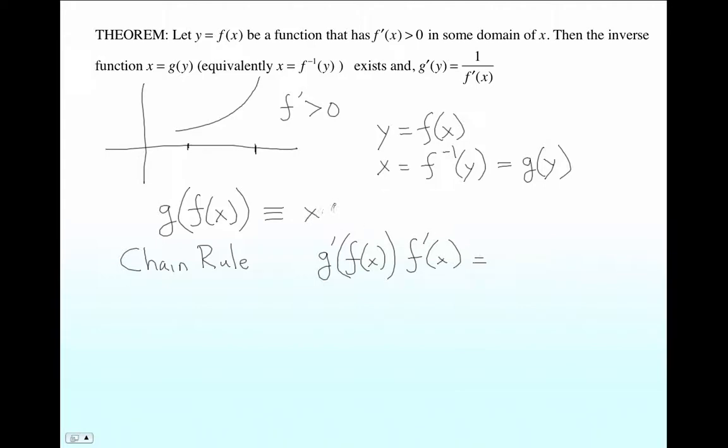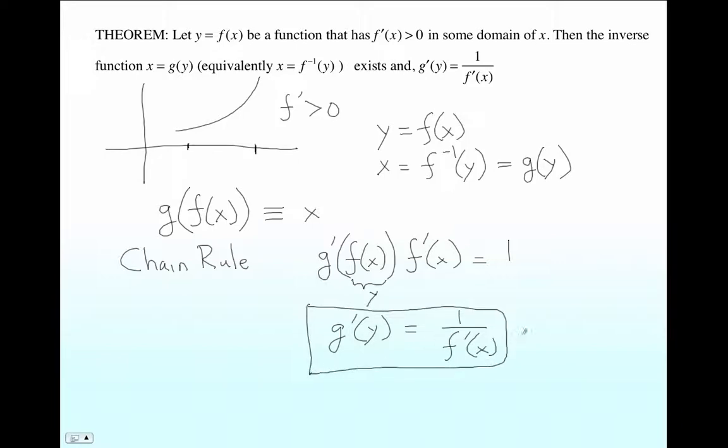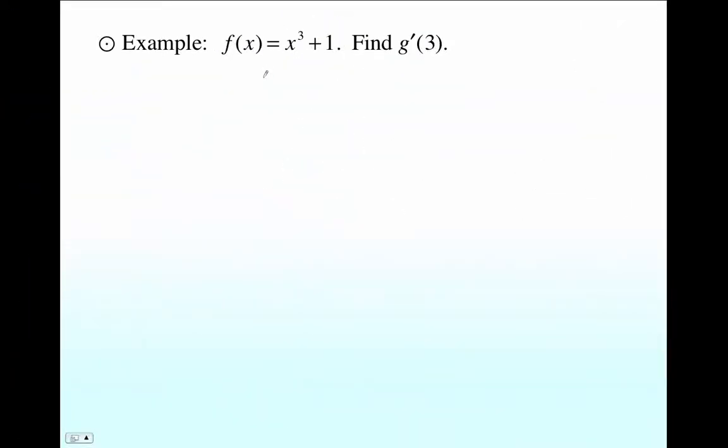And as we differentiate the right side, we get 1. Now, f of x is what we've called y, and so therefore we've proved what we wanted to prove, that g prime of y is 1 over f prime of x. There can't be anything simpler than this. All you have to do is use the chain rule. You'll now see how easy this theorem makes the computation of some derivatives.